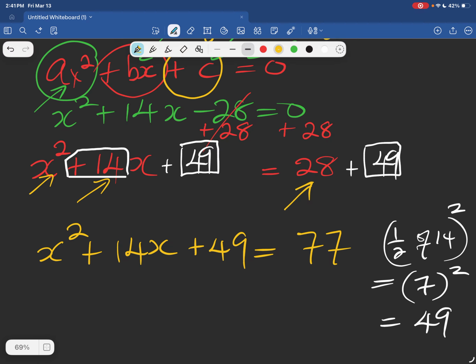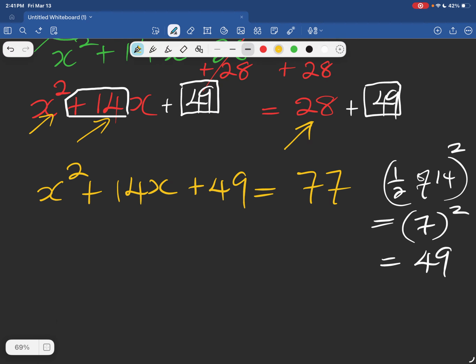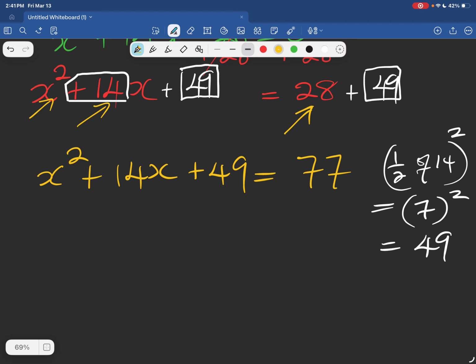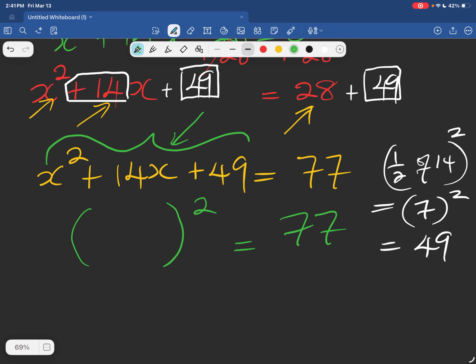The next thing that we do is recognize right away that all of this right here is now a perfect square trinomial. Why is it perfect? Because we completed the square on it. So because we completed the square on it, it's very easy for us to put it in a form that looks like this. And how do we do that?